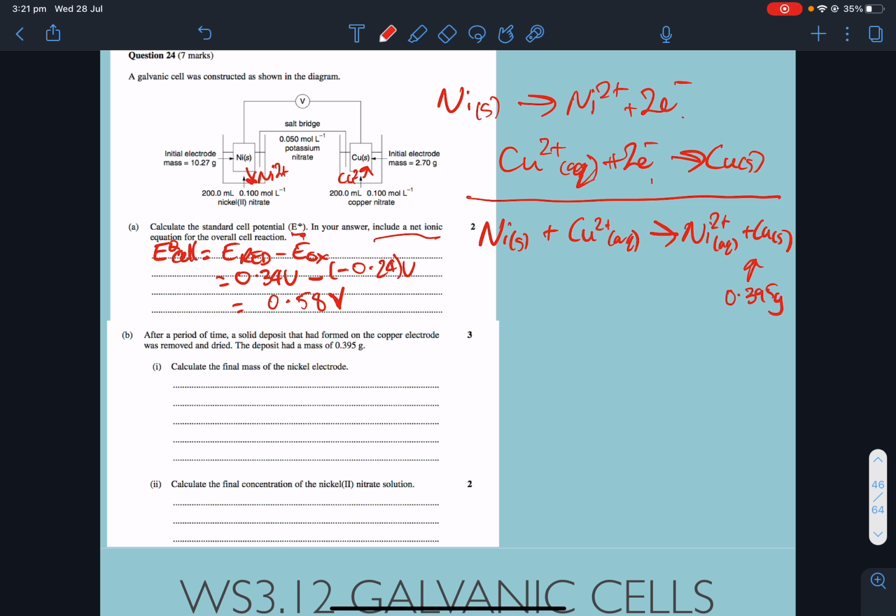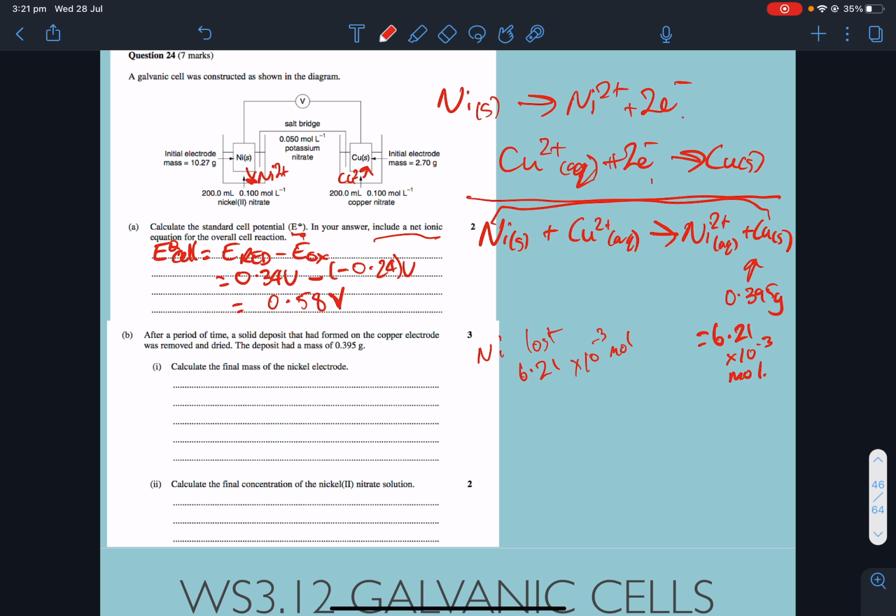Let's find out how many moles that is. So 0.395 grams divided by the molar mass of copper, 63.55 grams per mole. 6.21 times 10 to the negative 3 moles of copper formed. So the nickel must have lost 6.21 times 10 to the negative 3 moles, because it's a 1-to-1 ratio between them.